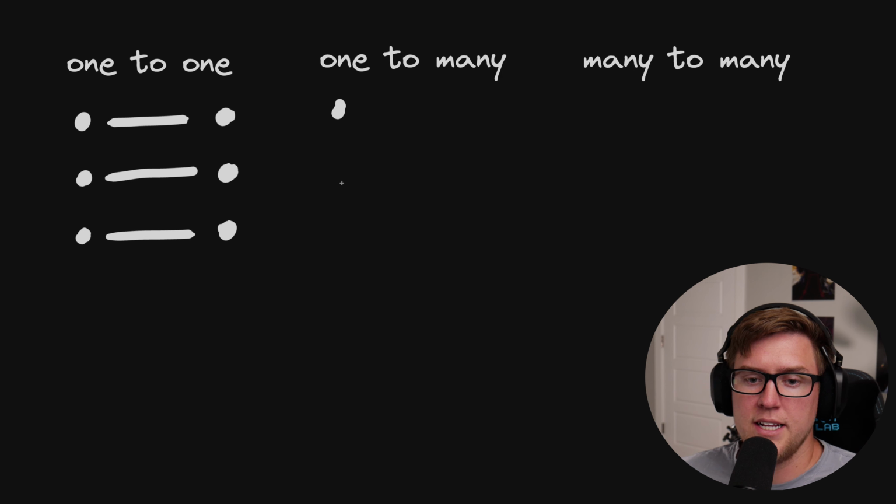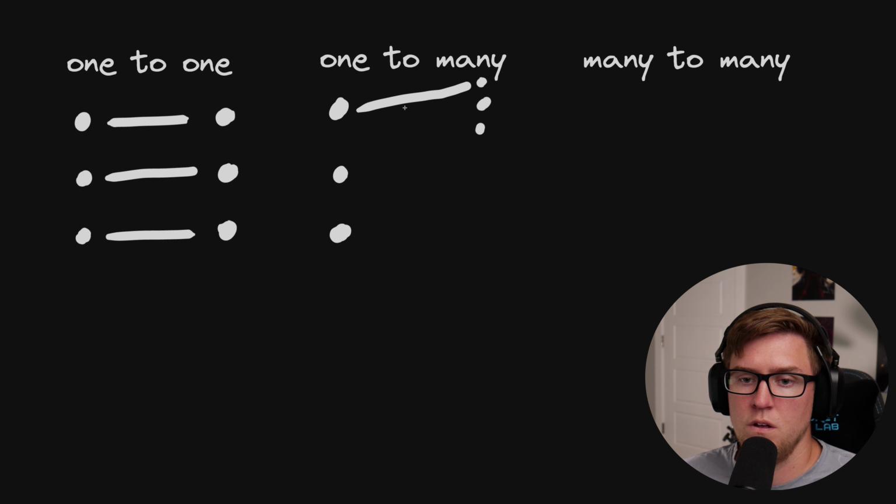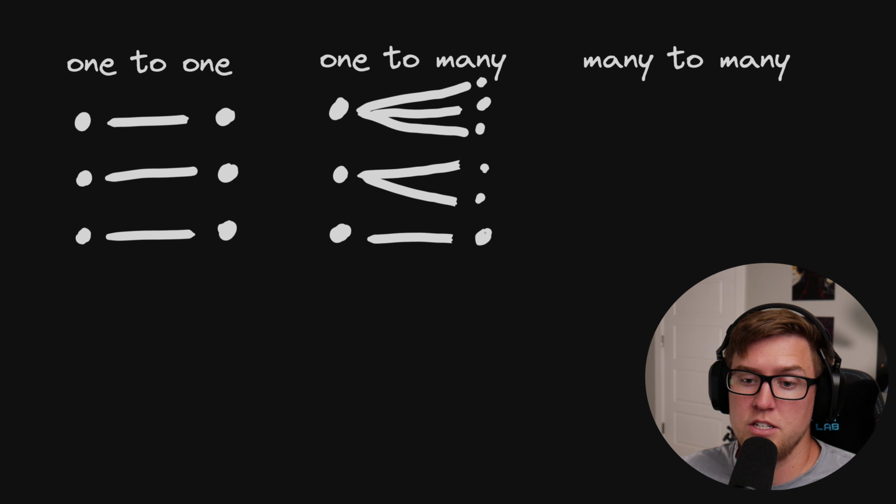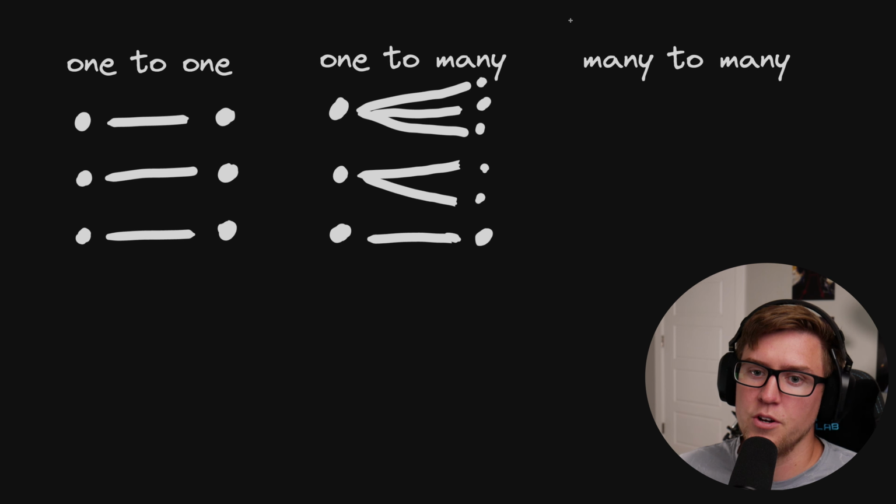One-to-many would look more like this. We have some things of entity number one, and they might relate to three different things of entity number two. This second one might relate to two. This third one might just relate to one, right? It's really one to zero to many. We might even have one that doesn't relate to anything there.